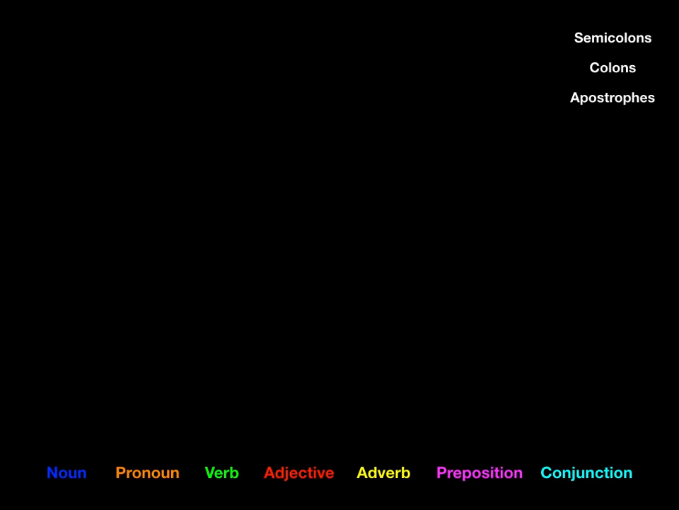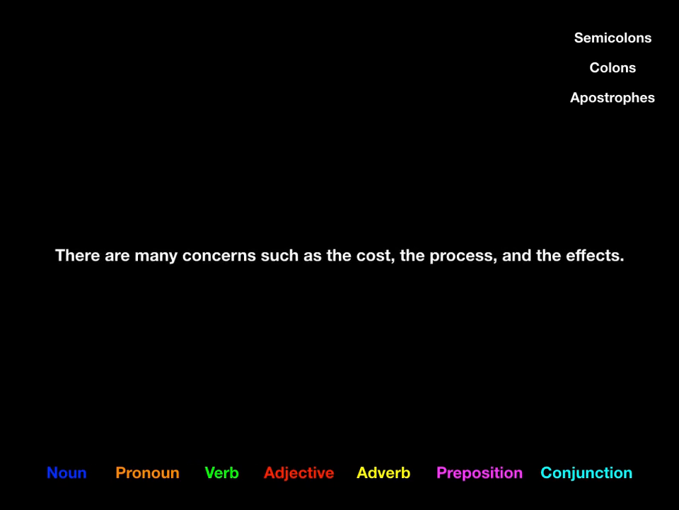Let's look at another example. There are many concerns such as the cost, the process, and the effects. Here we'll note the list at the end of our example. This list indicates that we are most likely dealing with an error of colon usage. If we have a list at the end of the sentence, we need to ascertain whether we have a complete sentence before the list. If we have a subject, verb, and complete thought before our list, we can insert a colon after the complete sentence and before the list.